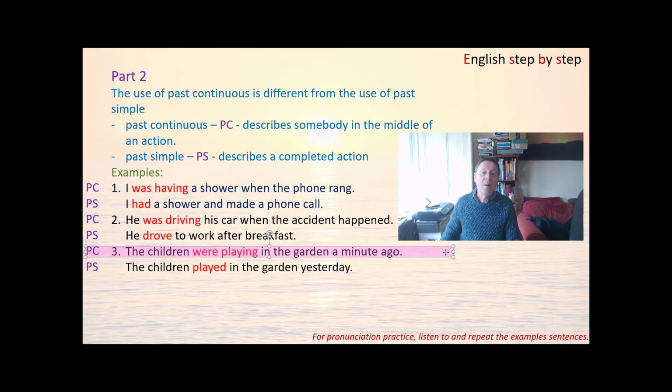Example 3. The children were playing in the garden a minute ago. So, in other words, a minute ago they were in the middle of playing in the garden, in the middle of that activity. The next example is the same verb, but with past simple. The children played in the garden yesterday. So, that means it's in the past, it's finished, it's a completed action.